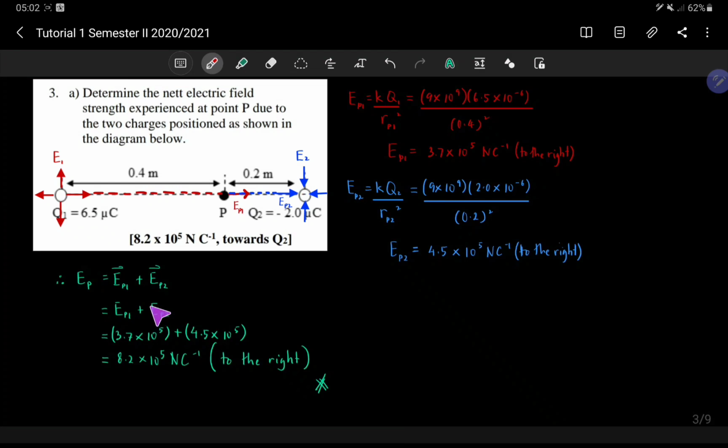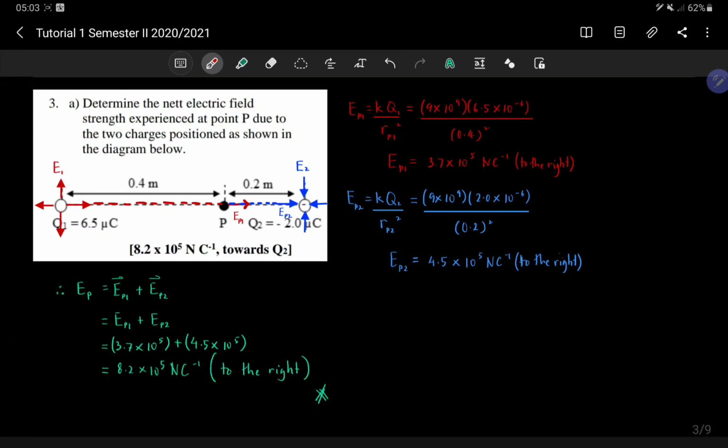Substitute into this equation and you will get the answer, where the resultant is directed to the right. This means the resultant electric field strength exerted on P is still directed to the right.